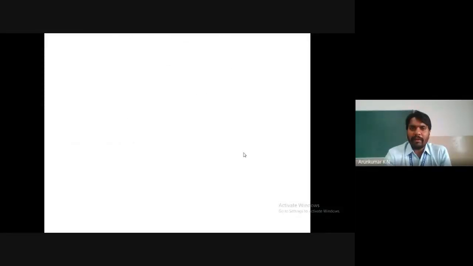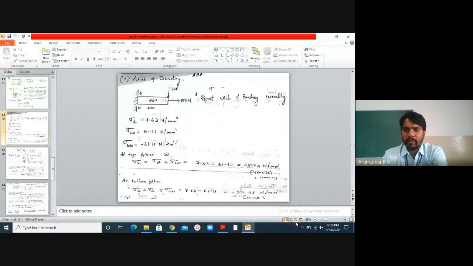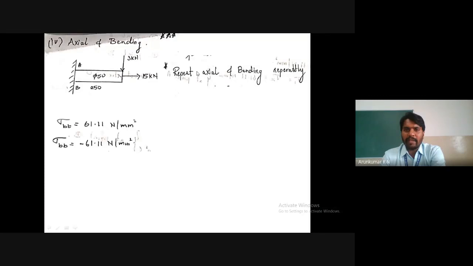Simple thing. I'll tell you first once again. When the axial load is given, what did you do? The same thing we need to do for axial. Find out the axial stress, and due to the transverse load, M by I into C, find out the bending stress at point A and point B. At point A it will be tensile, at point B it will be compression.